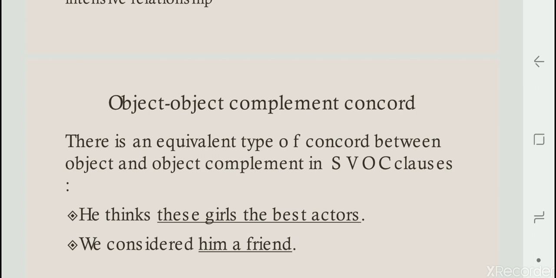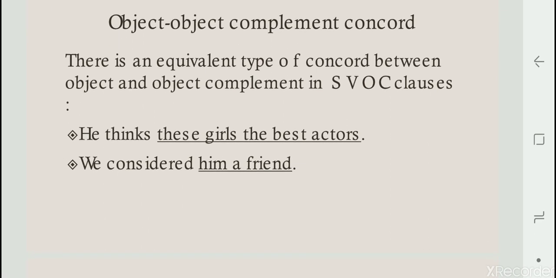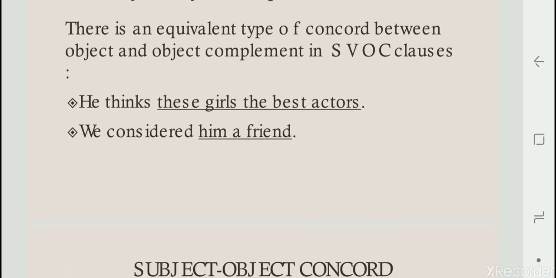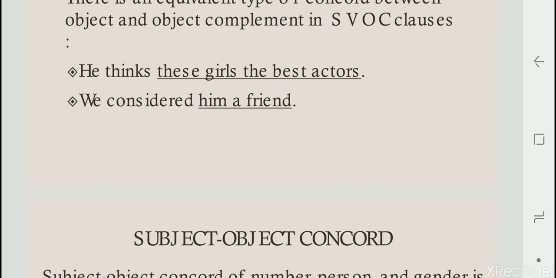We also have a similar type of concord that is available between the object of the sentence and the complement, or object complement. Of course, this happens with the sentence type SVOC. Look at the first sentence: He thinks these girls the best actors. These girls here is the object, and the best actors here is the object complement. As you notice, these girls is a plural noun phrase, and the best actors is also a plural noun phrase. So we have here concord of number between the object and the object complement.